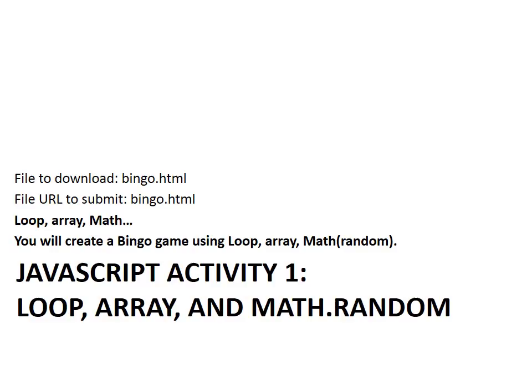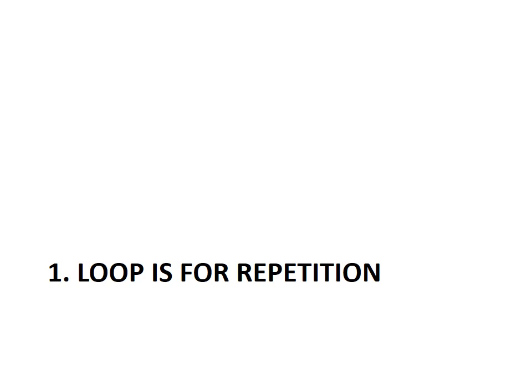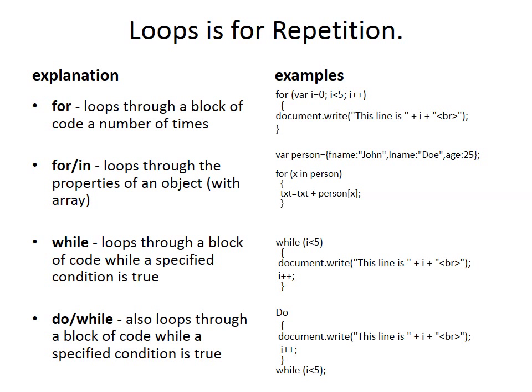In this activity, you will practice loop, array, and some built-in math functions. Loop is for repetition. There are 4 types of loop. For loop has initial value, condition, and increment/decrement. The first part is initial value. In this example, you see a variable i is used to control the repetition. Its initial value is 0.